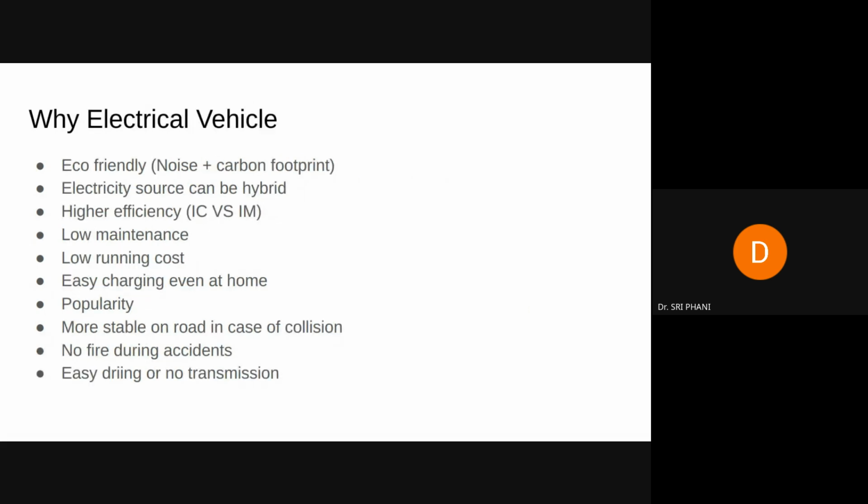So coming to why electric vehicles, everyone knows it's eco-friendly. The electricity source can be hybrid, higher efficiency, that is, internal combustion engine versus induction motor, low maintenance, low running cost, and all these things. Being an electrical engineer, you are aware of these competencies of electric vehicles that can replace internal combustion or conventional vehicles.